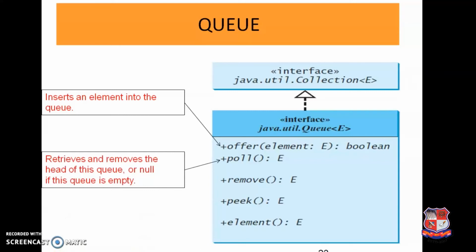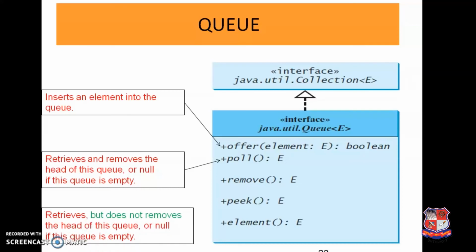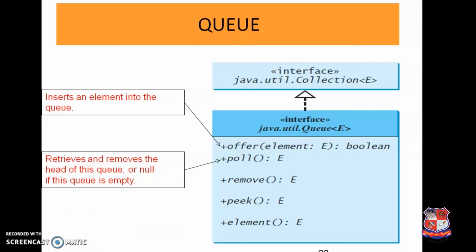Next is the poll method. Poll retrieves and removes the element from the head of the queue. So it is like remove, but it will return null in case of an empty queue. Remove and poll are similar, but remove will give you an exception in case of an empty queue.